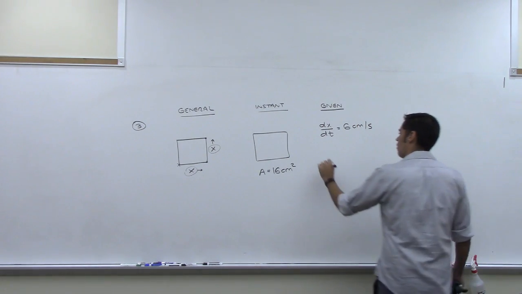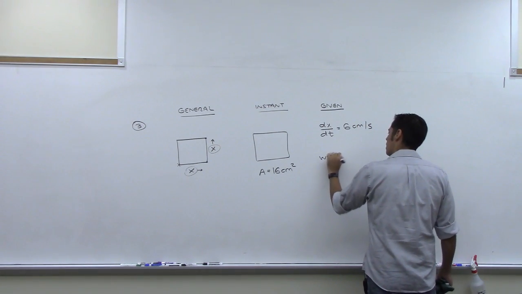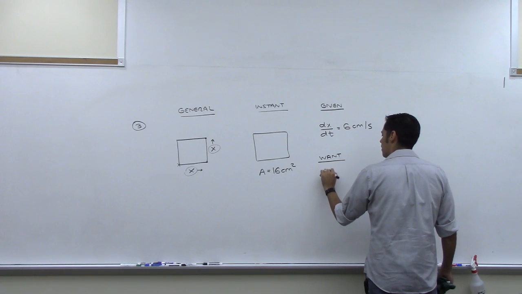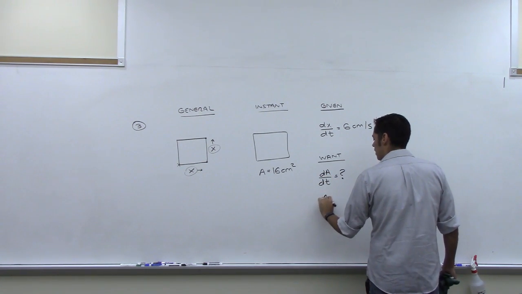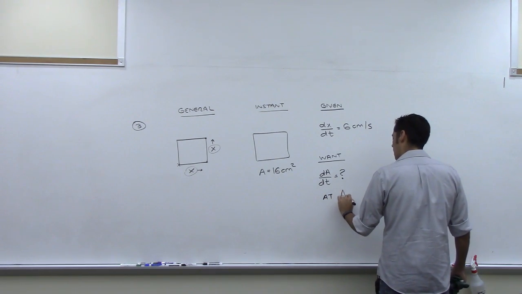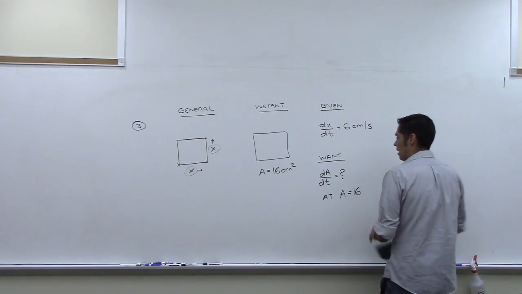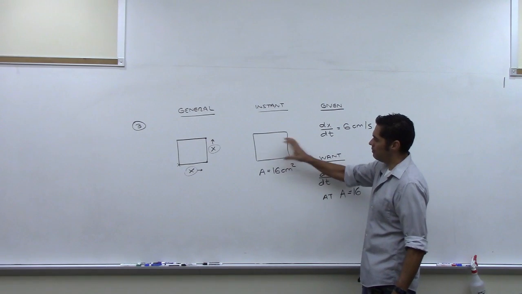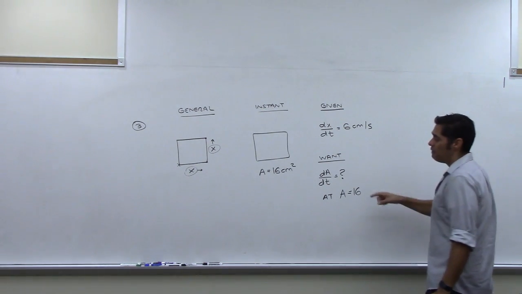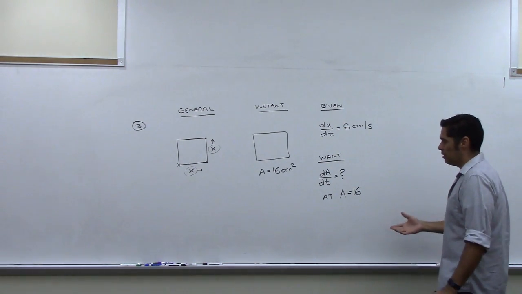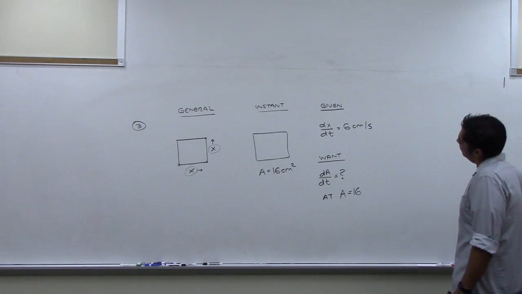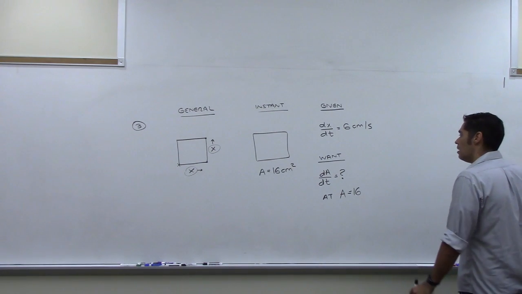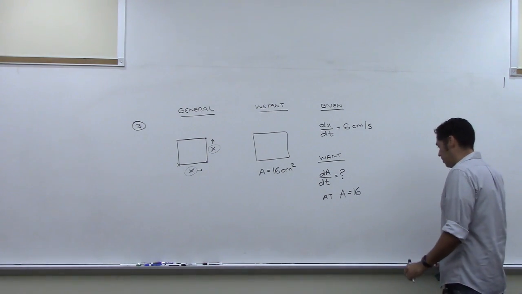I'm given that. What I want is to know how fast the area is changing at exactly the moment that the area is 16. So exactly at the moment that the area of this square reaches 16, how fast is the area changing? And keep in mind that the rate at which the sides are changing is this. So I think I have everything I need to proceed.